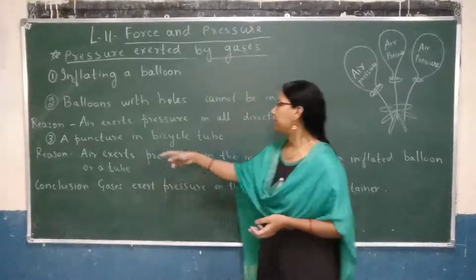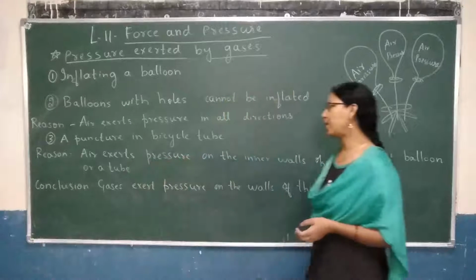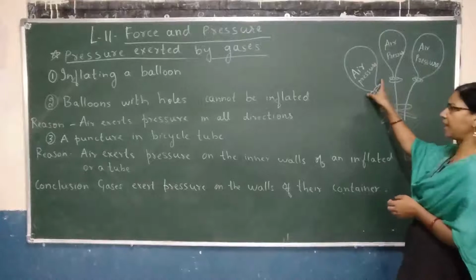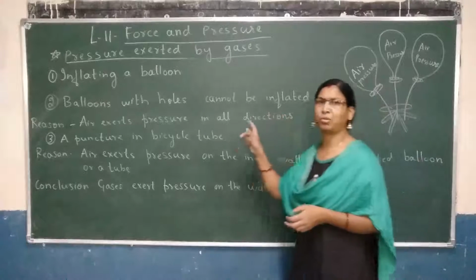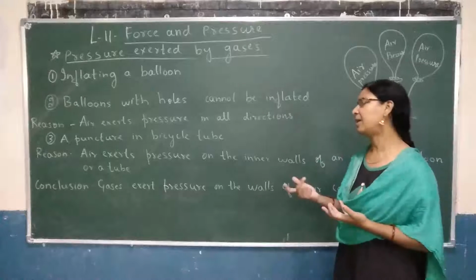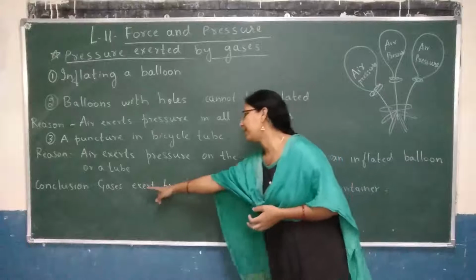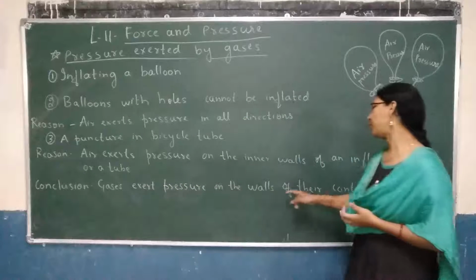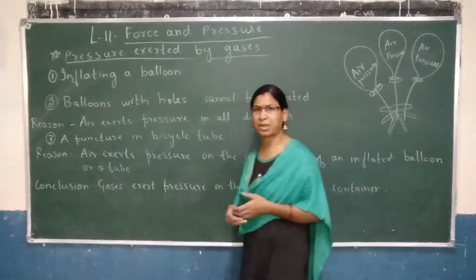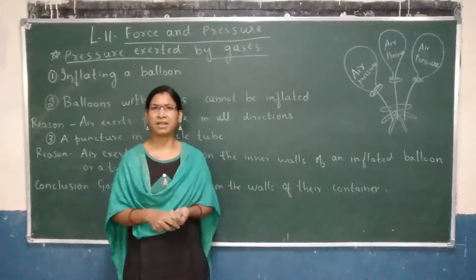Let us see what is the reason for all these things. Air exerts pressure on the inner walls of an inflated balloon, in this case, or a tube. So if it has any puncture or hole, then it will not work. What do we conclude, children? Gases exert pressure on the walls of their containers. Wherever gases are present, they exert pressure on the walls of their container.